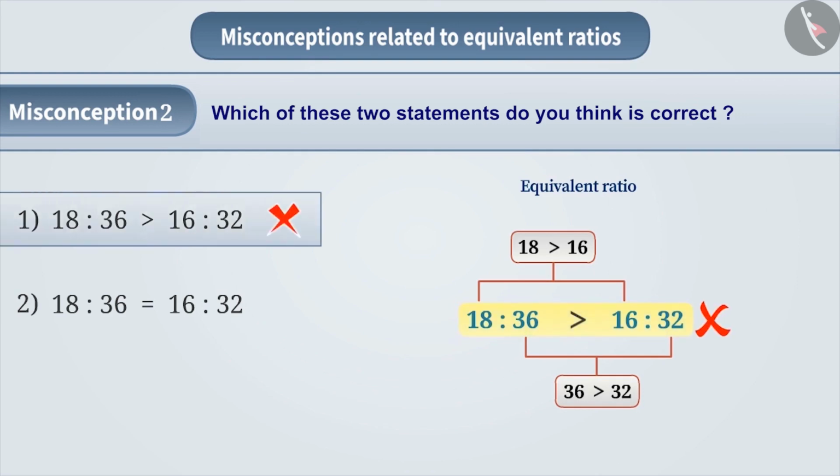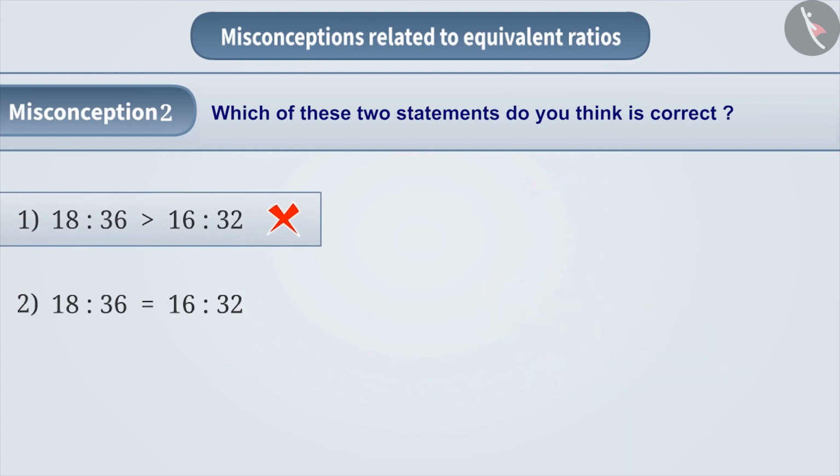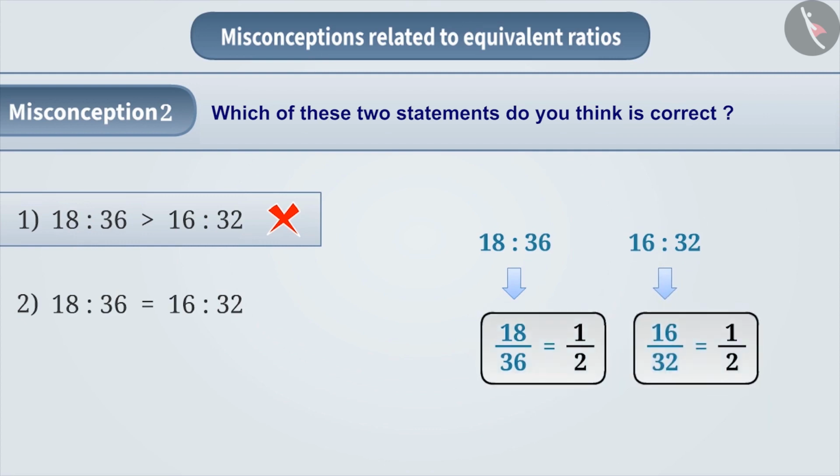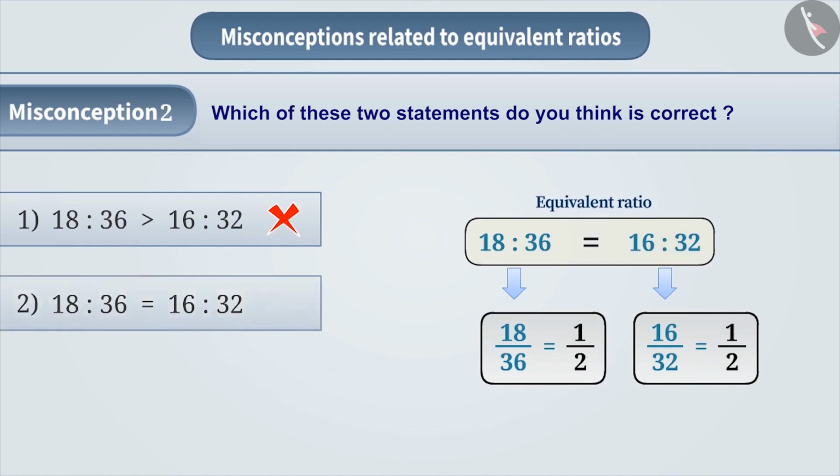To get the correct answer, we have to convert both the ratios into fractions and make their denominators the same. 18:36 is equal to 18 by 36, which is equal to 1 by 2. And 16:32 is equal to 16 by 32, which is also equal to 1 by 2. Since the value of both the fractions is the same, that is, 18:36 is equal to 16:32, both the ratios are equivalent ratios. Hence, the correct answer is option 2.